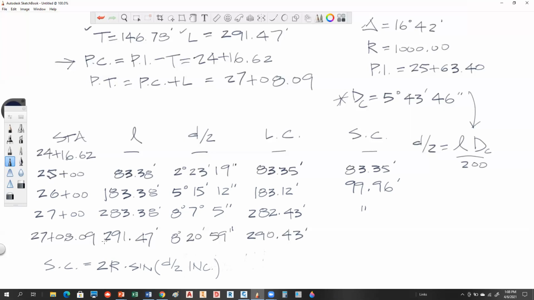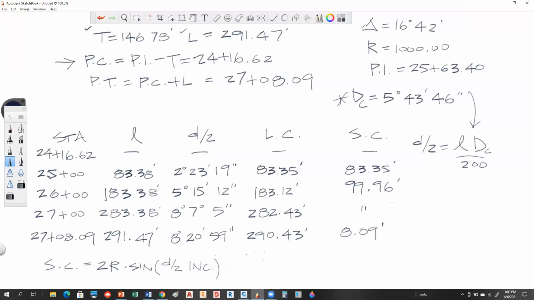So we're going to take 8 degrees, 20 minutes, 59 seconds, and subtract from that 8 degrees, 7 minutes and 5 seconds. That gets me a deflection increment of 0 degrees, 13 minutes, and 54 seconds. So we're going to plug that into here, take the sine of that times 2000 and see what we get. And I basically get, well, that's a little off. No, it's actually right on it. It is 8.09, okay?